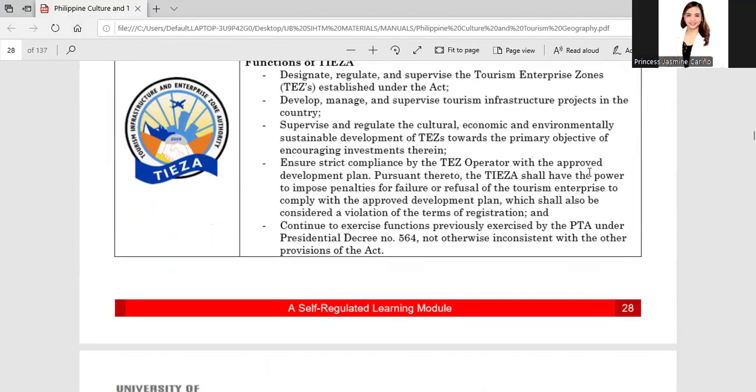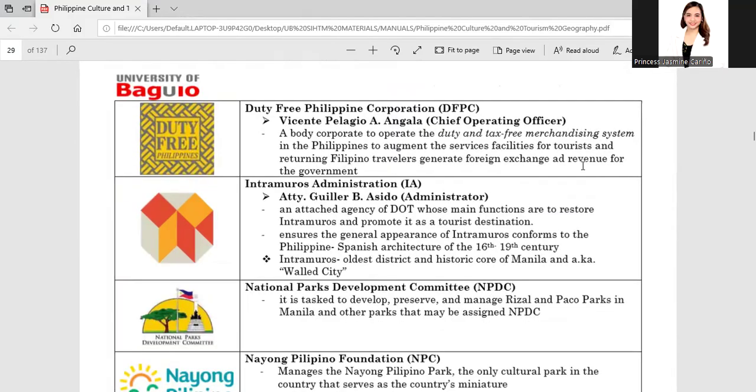So let's see why. So let's proceed to the DFPC, or Duty Free Philippines Corporation. So if you tried going to an airport, these are your shops where you can buy pasalubong for your relatives upon coming home or upon going out of the country. Right, so it's a body corporate to operate the duty and tax-free merchandising system in the Philippines to augment the services, facilities for tourists and returning Filipino travelers, generate foreign exchange and revenue for the government.